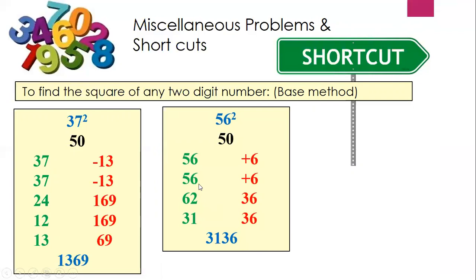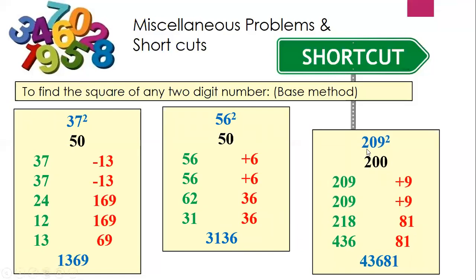Okay. Same way now, 56 squared. 56, so plus 6. So 6 squared is 36. 56 plus 6 is 62. Okay. Now 62 I need to divide by 2. I'll get 31. So the answer will be 3136.